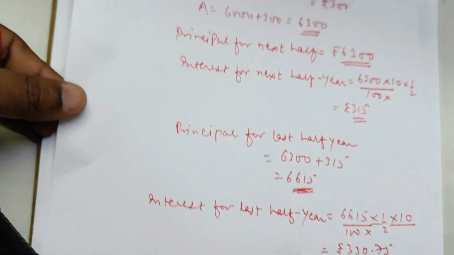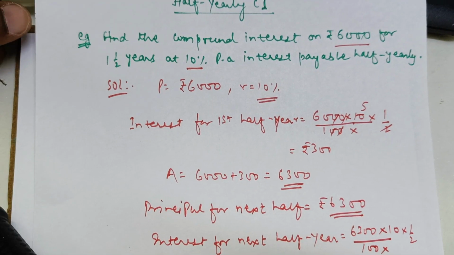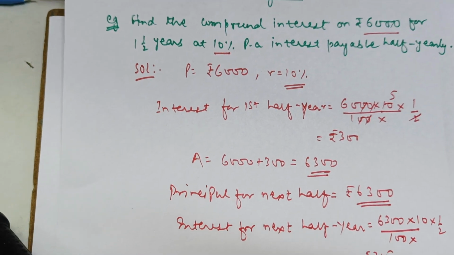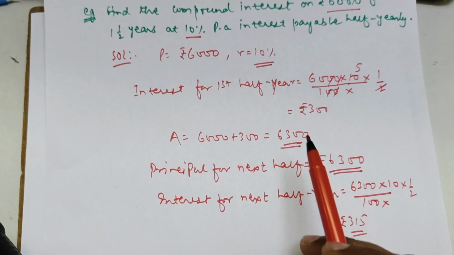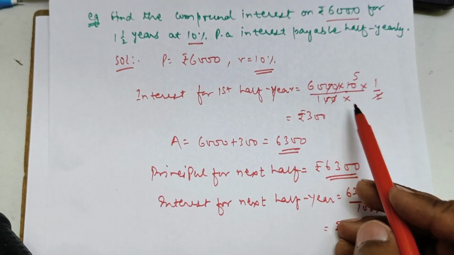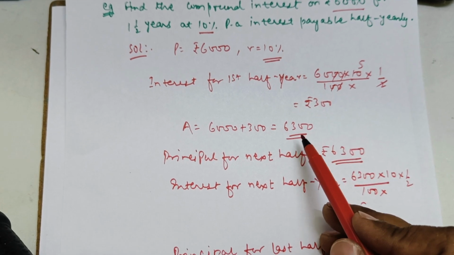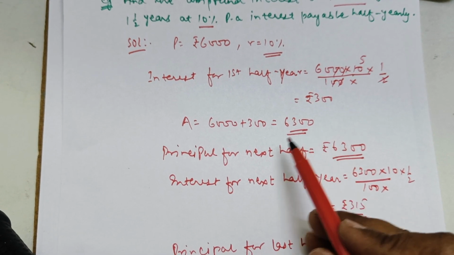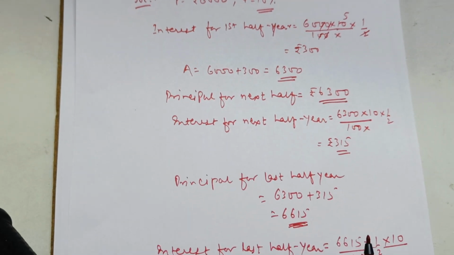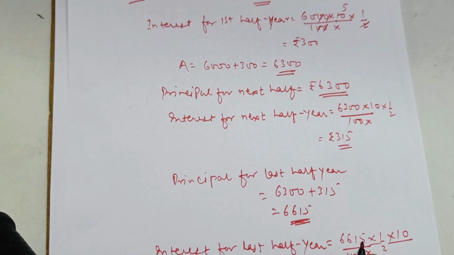So let's have a look at the question again. We have to find the compound interest on rupees 6,000 for 1.5 years at 10% per annum, interest payable half yearly. Since it is half yearly, first of all we had to find the interest for the first half year by taking the time as 1 by 2. That was our interest for the first half year. Then we find the amount that will behave as the principal for the next half, and then the interest for the next half, and then we'll again find the amount that will be the principal for the last half.